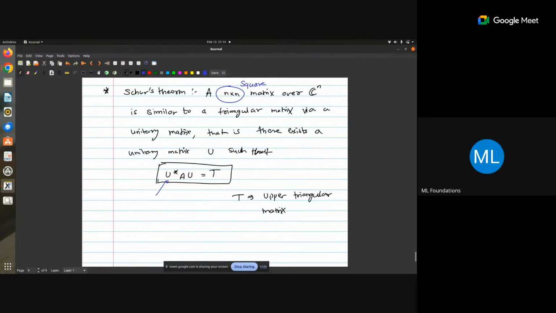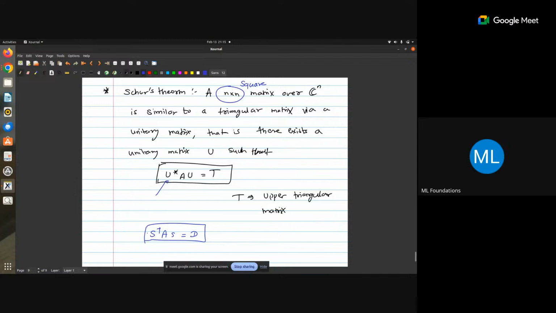When I said diagonalization, what was the diagonalization of the matrix? We said it is S inverse A S equal to D. So the definition will be like this: let's say you have an n cross n matrix in real space, similar to a diagonal matrix via a matrix S. But how did you find S?